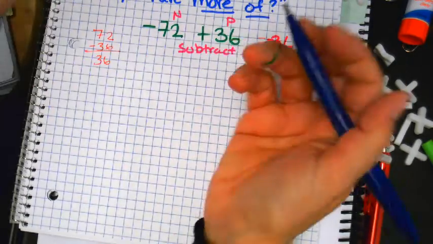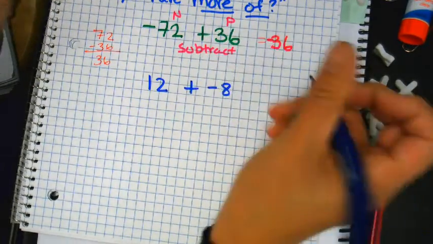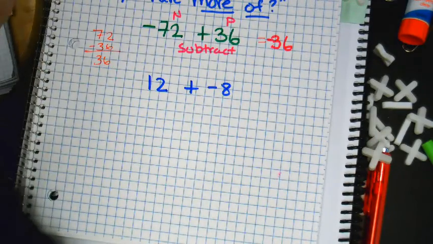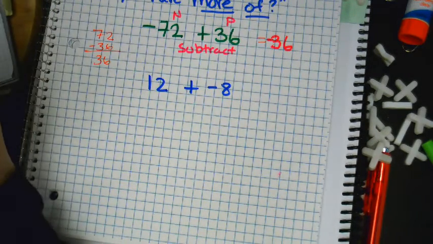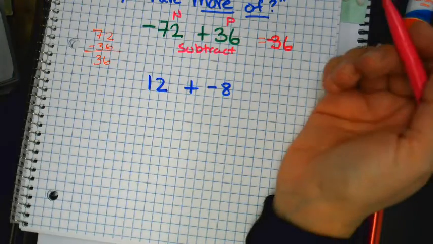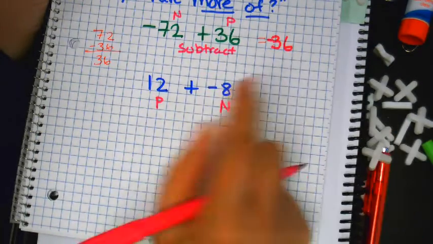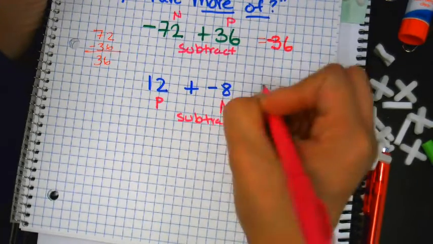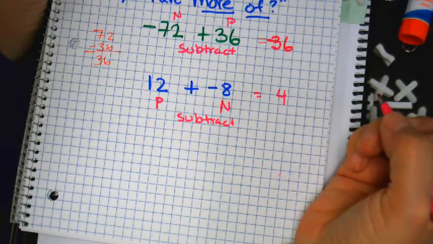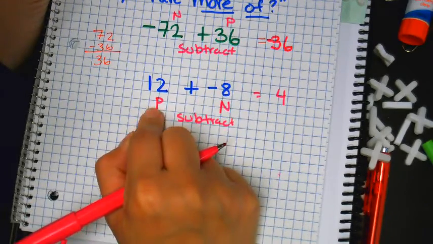But they're blue. Okay. 12 plus negative 8. Positive or negative? This is a positive, this is a negative. If they're different, you're going to subtract, right? And we get 4. Then you ask yourself, do you have more positives or more negatives? I have more positives, so my answer is positive.